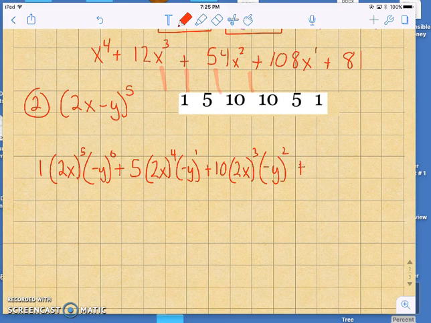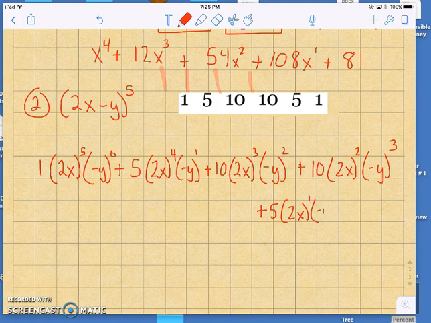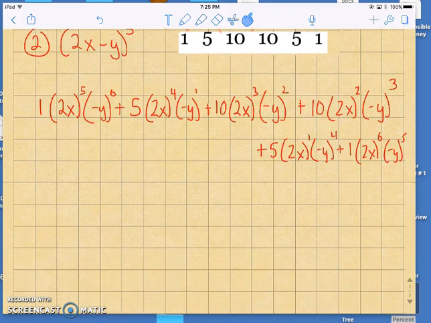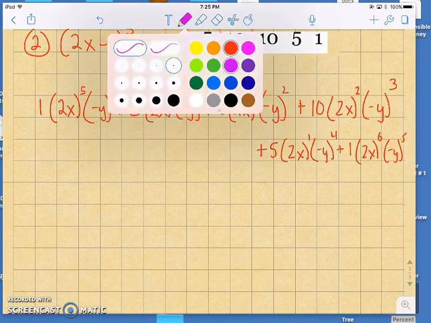Plus 10 times 2x squared negative y to the third, plus 5 times 2x to the first negative y to the fourth, plus 1 times 2x to the 0 negative y to the fifth. So now we just have to simplify this down, and that's probably the trickiest part.